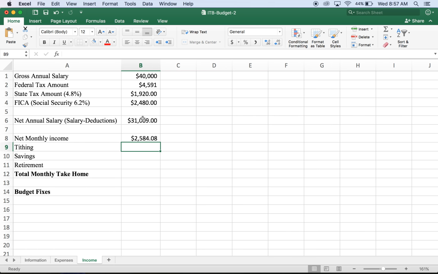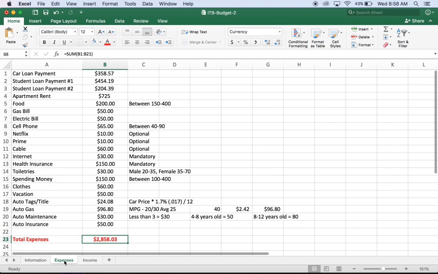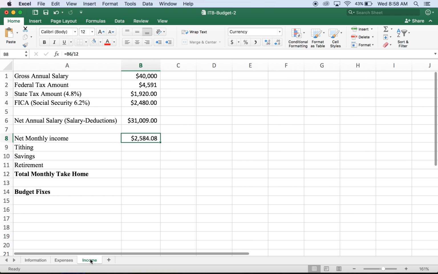Again, I would love to have the $40,000. I wish I just got a check for $40,000 and didn't have to pay any taxes. It's just not the way it works. So we'll have net monthly income. I'm really interested in this number, but we're going to do a couple things first. As you can already see, I'm in kind of a precarious situation because my net monthly income of $2,584 does not cover my net expenses of $2,858. I'm in a pretty tight spot already, but things are just kind of starting.